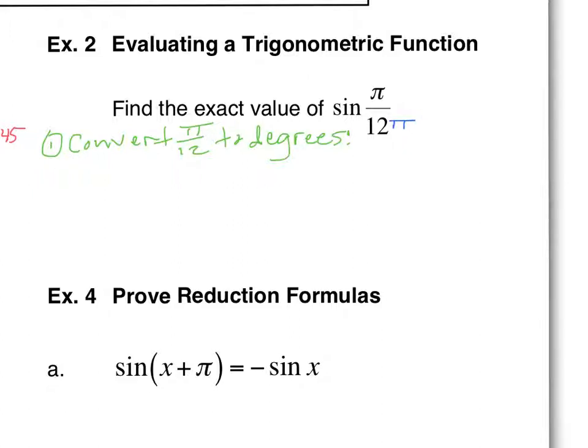So we're going to take pi over 12 and multiply it by its conversion factor. What conversion factor do we use? 180 over pi. So your pi's cancel. What is 180 divided by 12? You have a calculator, use it. What do you get? The calculator should give you 15 degrees. All right, so we've converted pi over 12 to 15 degrees.